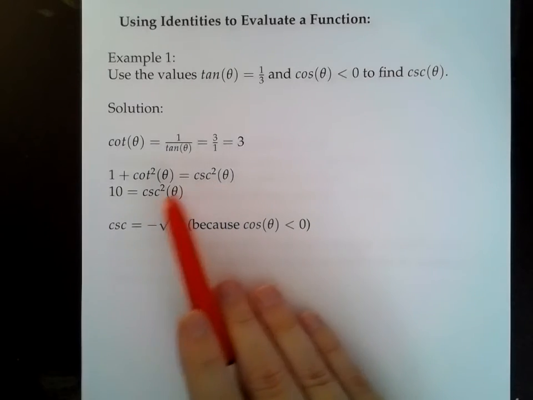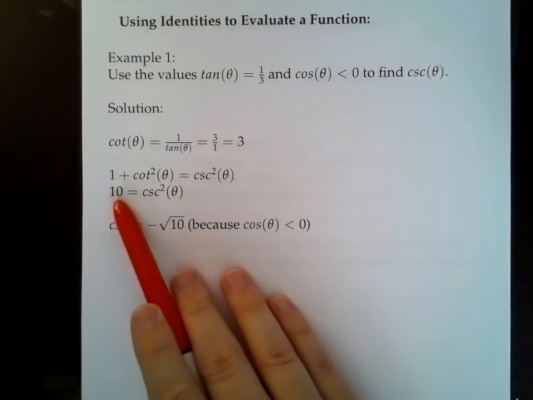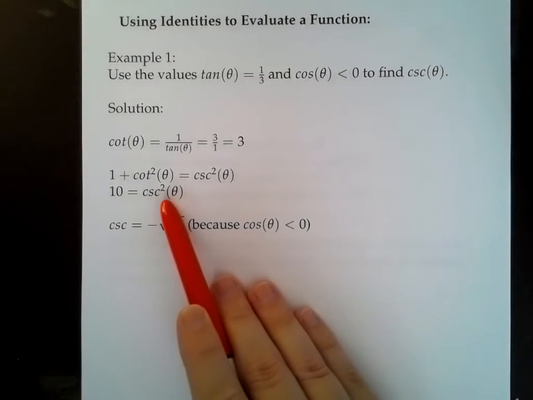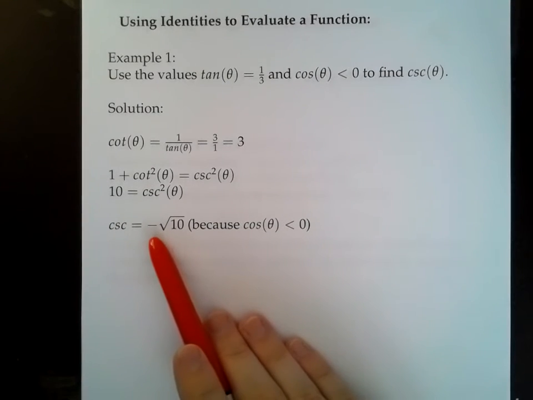So then all I have to do is plug this in. I know my cotangent is equal to 3. So I get 1 plus 3 squared, which gives me 10, is equal to cosecant squared. I take the square root of both sides, and I get the square root of 10. Now, I need to be careful here because I need to know if this is going to be negative or if this is going to be positive.